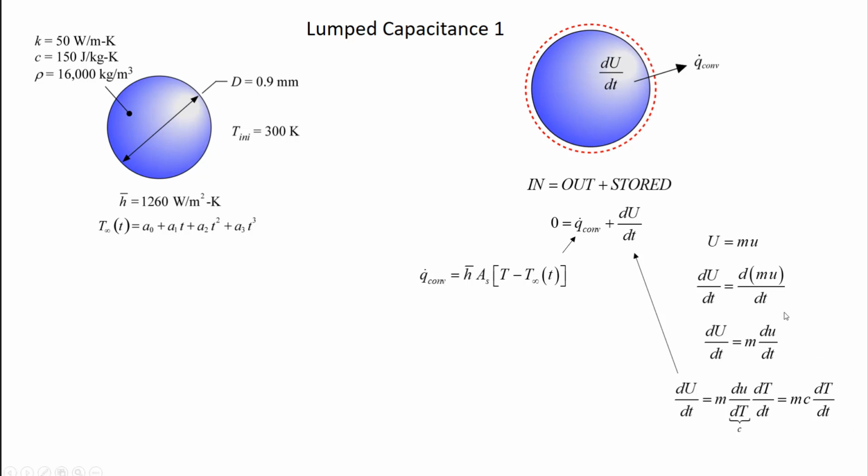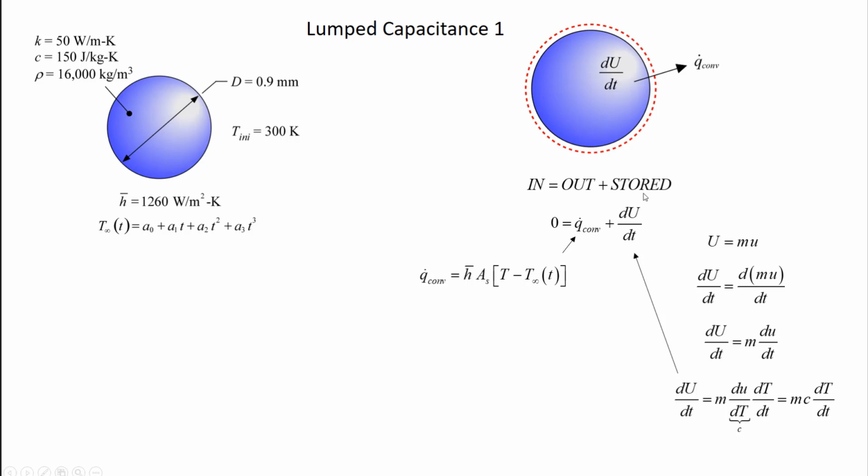When I draw my control volume to derive this equation, it can go around the entire object, and that's because we've decided that the entire object can be approximated as having one temperature. Right, so here's my control volume. I have in equals out plus stored.